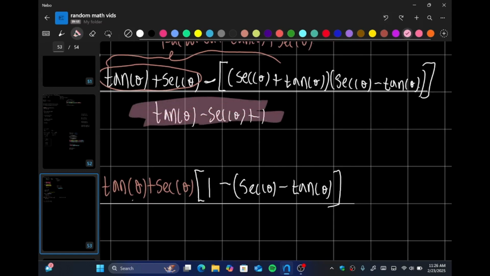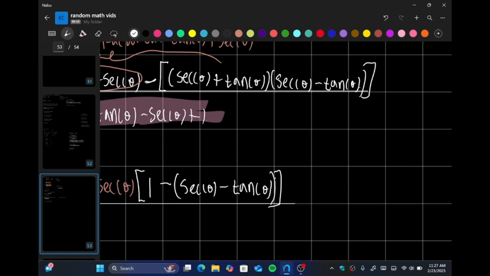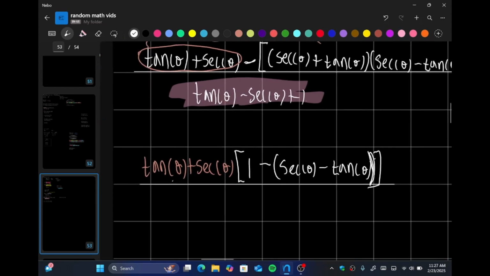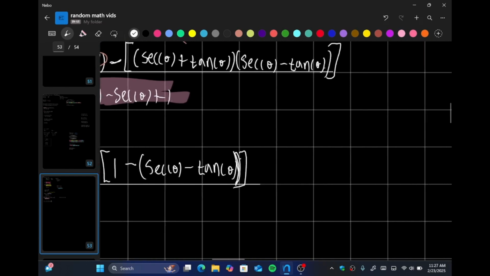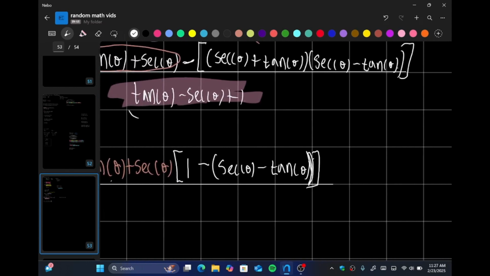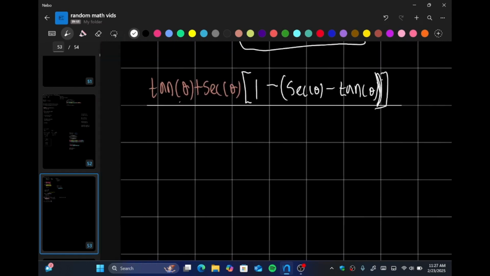You want to rewrite this, because you see how we have 1 minus parentheses secant theta minus tan theta, and then I forgot to put a close parentheses here. But you can see how we have that. We want to kind of do that on the bottom so that eventually those two are going to cancel out somehow. So we rewrite this part as 1 minus secant theta plus tan theta. Okay, guys. I know this is really hard.